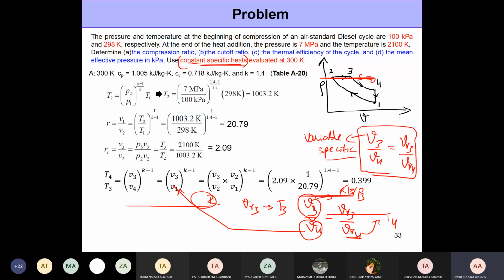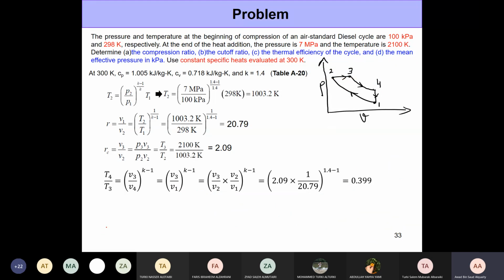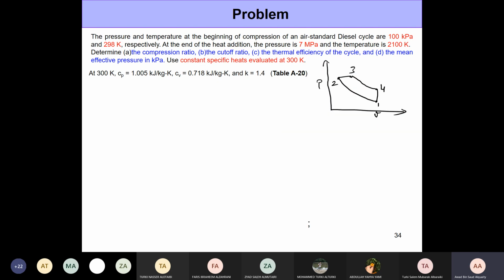All right. I hope you guys appreciate now why we should not be bothering about VR3 and VR4, apart from the fact that it is also a longer method. So we have all the different temperatures that we needed. Now we can go ahead and calculate the thermal efficiency.